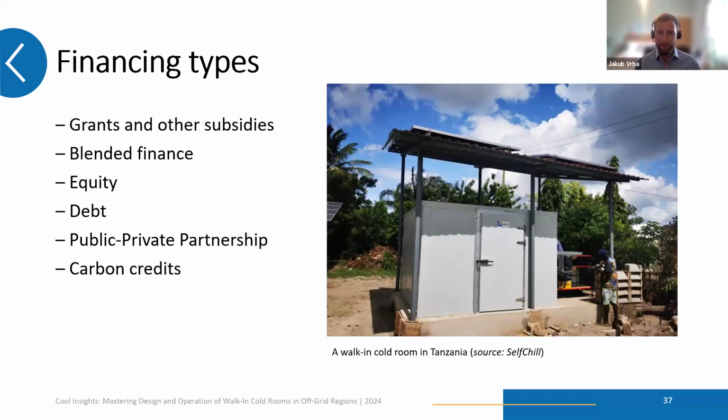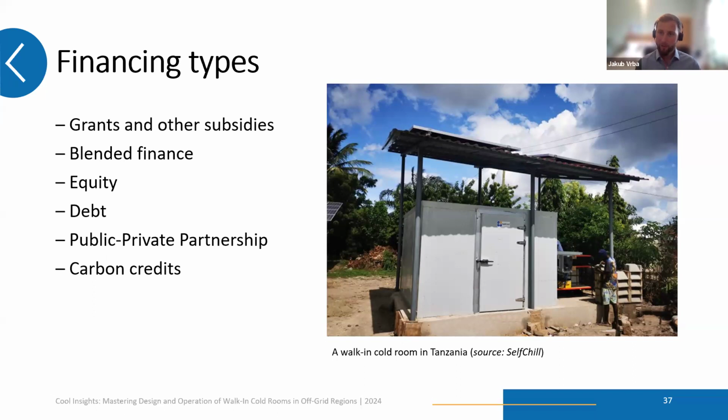And then finally, we've got carbon credits, which of course is a buzzword nowadays. Many people are interested in it and talk about it, but at the moment, there are no carbon credits available specifically for cold rooms, although they might be able to tap to some existing methodologies. Most carbon credits so far in our off-grid solar sector have focused on cooking, lighting, and there are some pilots on irrigation and refrigerators.